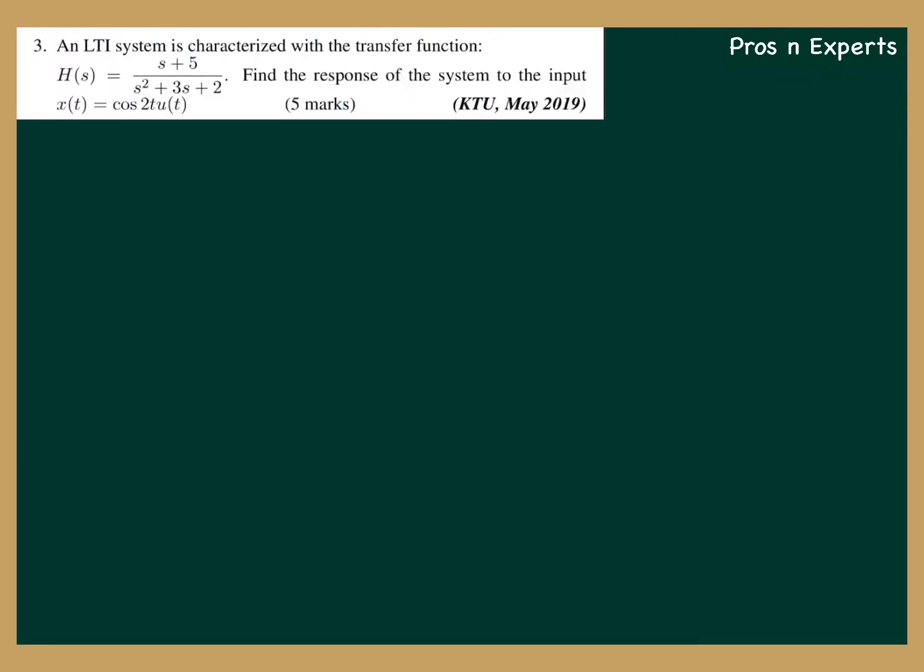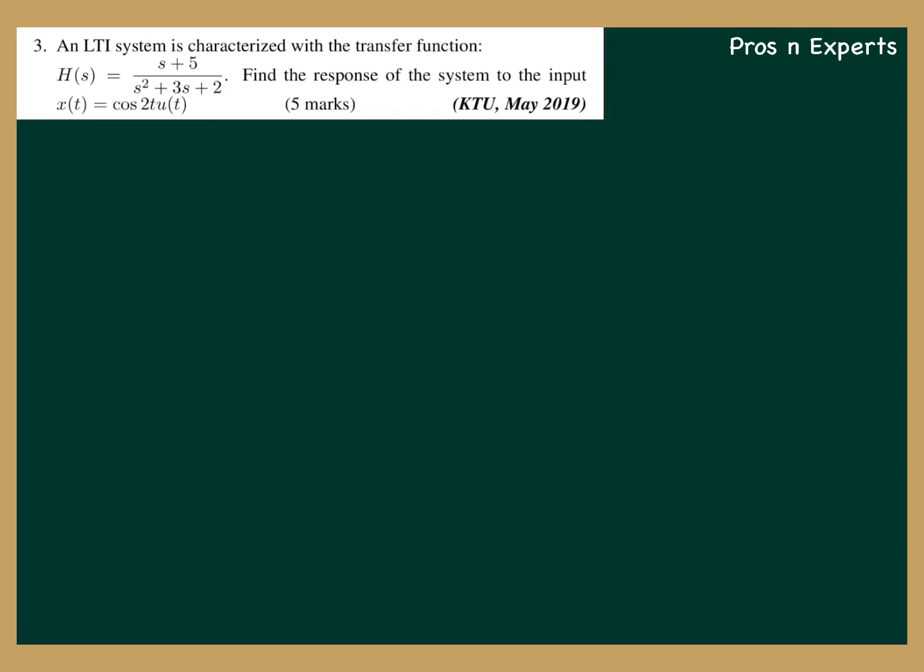Okay, and the next question is, an LTI system is characterized with the transfer function h of s equal to s plus 5 divided by s square plus 3s plus 2. Find the response of the system to the input x of t equal to cos 2t u of t. Okay, so whatever be the h of s, x of t values, the ultimate thing you need to know is this is an LTI system.